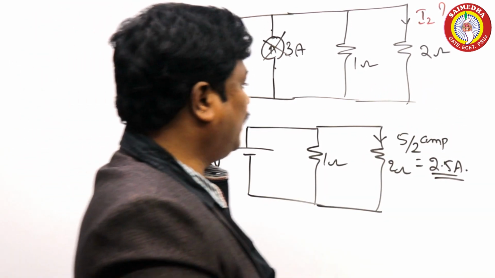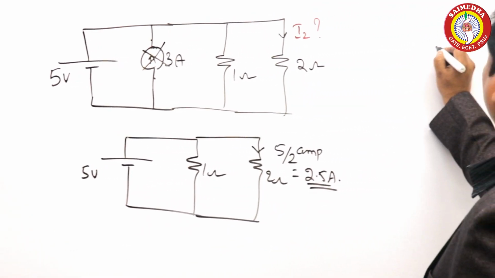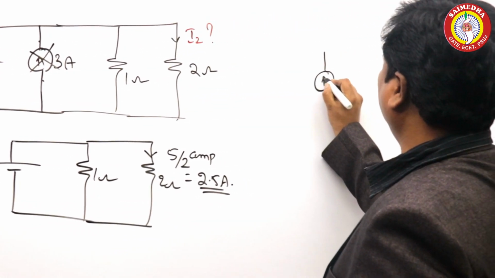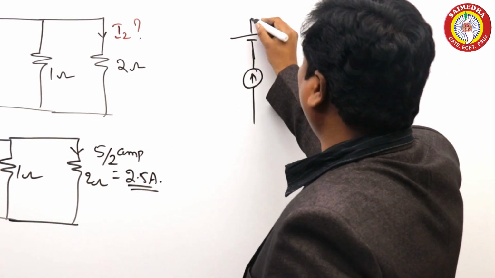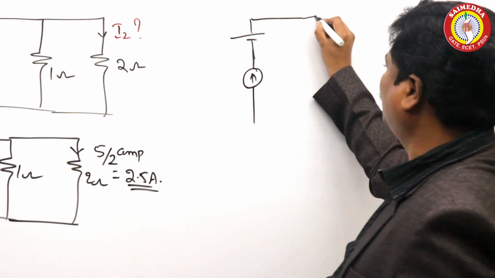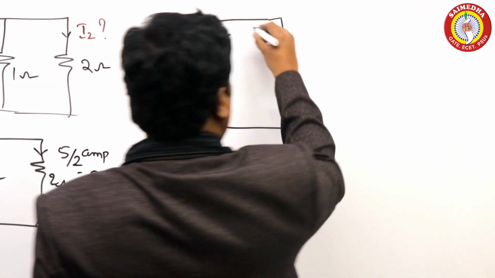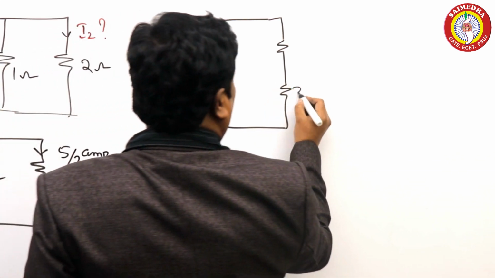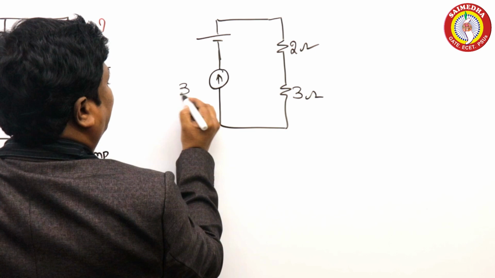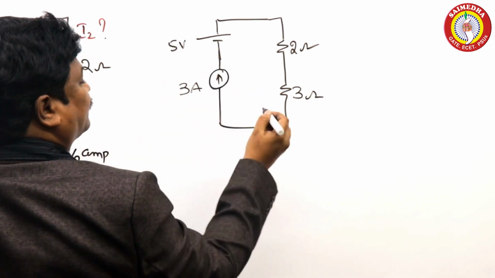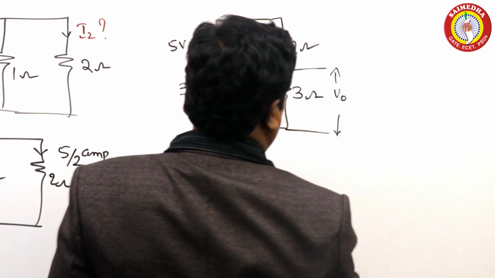Similarly, take another example. I have a current source here and a voltage source. These two are connected in series. We have another resistance like this, and this entire circuit is connected in series. It has 3 ohms and 2 ohms. For example, this is 3 amperes and this one is 5 volts. How can you calculate the voltage across this one, V0?